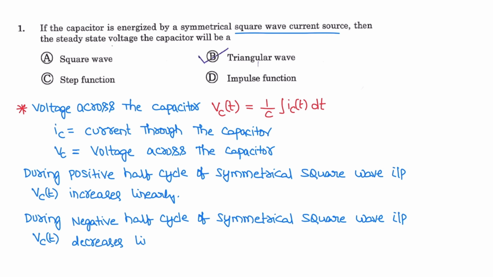So this linearly increasing and linearly decreasing waveform contributes to a triangular wave. So that is a symmetrical square signal applied to an integrator. Capacitor is nothing but an integral of current. So that is an integrator, it generates a triangular waveform. Triangular wave.